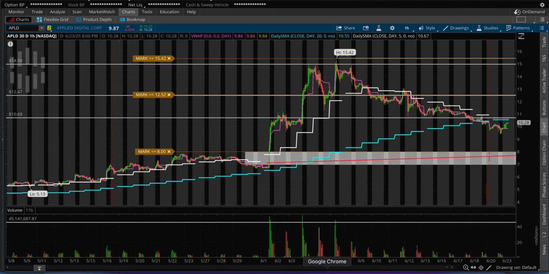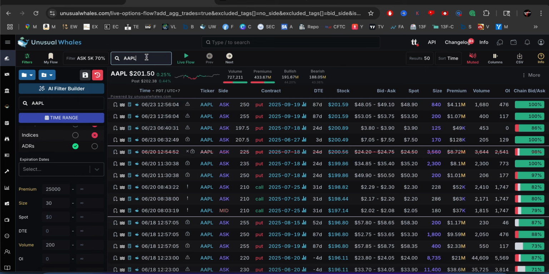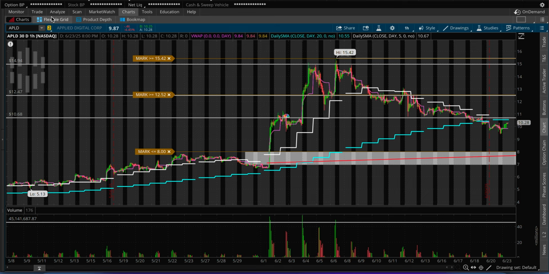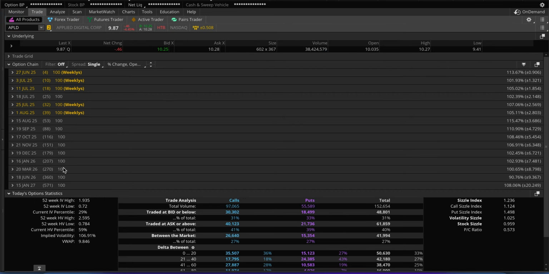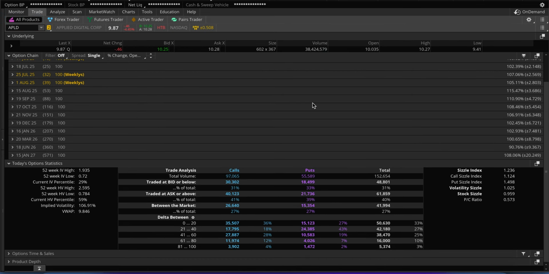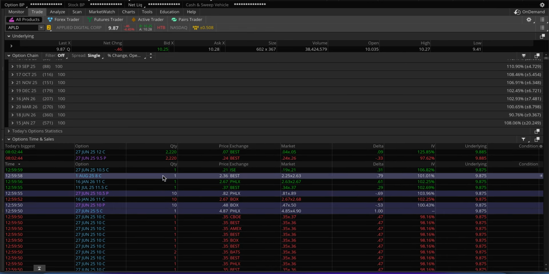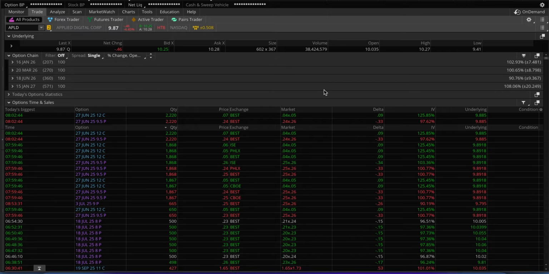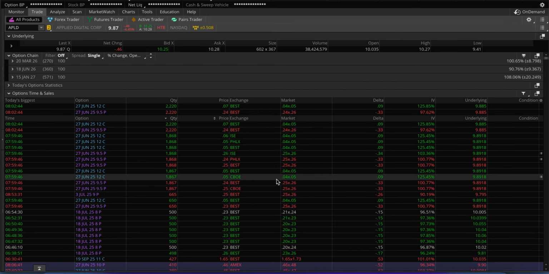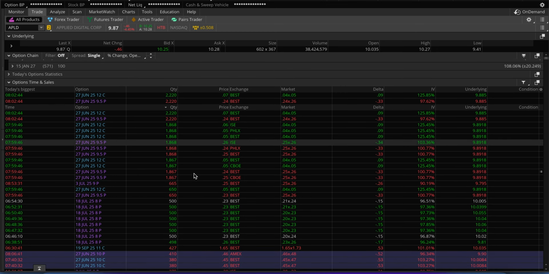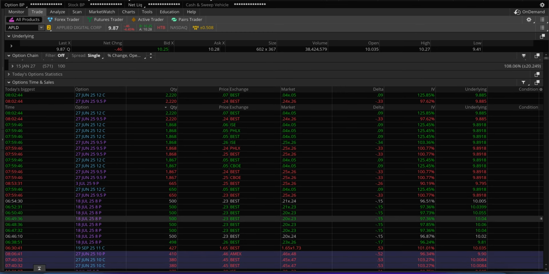And if you take a look at the option activity, let's take a look at the flows. I don't know if there were any flows, but put to call ratio in general, like today, let's talk about Monday. It was not crazy. 97,000 calls traded, 55,000 puts traded. And that's not a lot of volume because this stock has relatively cheaper contracts, and there's a bunch of retail.